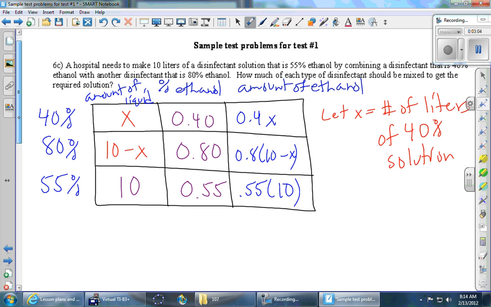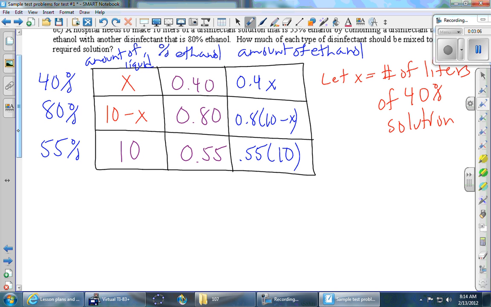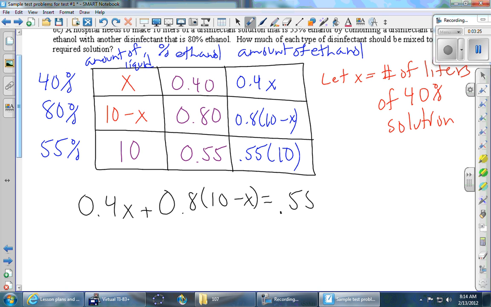And to get our equation, it's also typical to add up things in the right-hand column. So that's what we're going to do. We're going to take the amount of ethanol you got from the first row, which is 0.4x. You're going to add it to the amount of ethanol you got from the second row. And we know that that's supposed to equal the amount of ethanol in the mixture in the last row. So there's our equation. Getting to that point is worth more than half of the points in this problem.